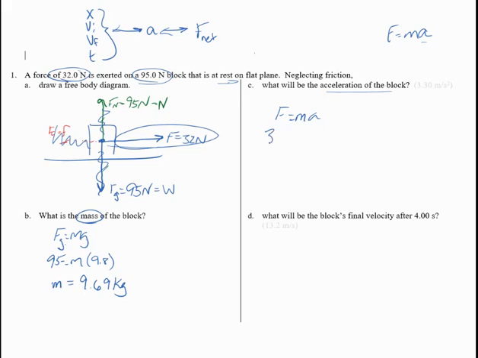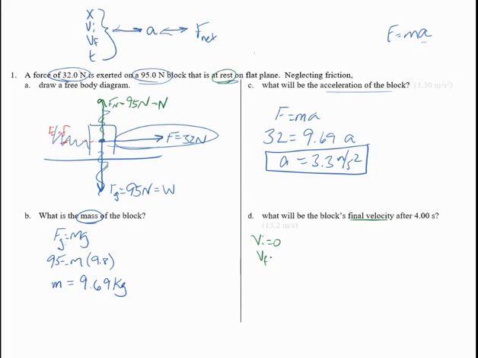I'm going to have that 32 as my net force. I know the mass now is 9.69, and I can calculate an acceleration. If I divide that over, I'm going to get 3.3 meters per second squared. So that'll be the acceleration of the block. Then remember, now that we've found the acceleration, we can find any one of these kinematic values over here. So it tells me in the problem that it's at rest on the plane, so I know that the initial velocity is 0.